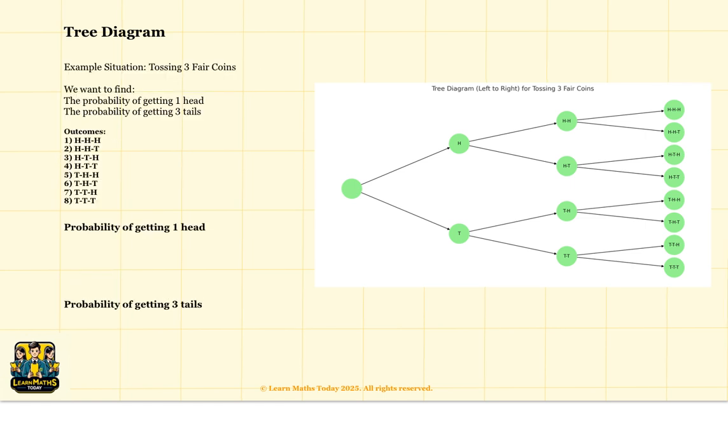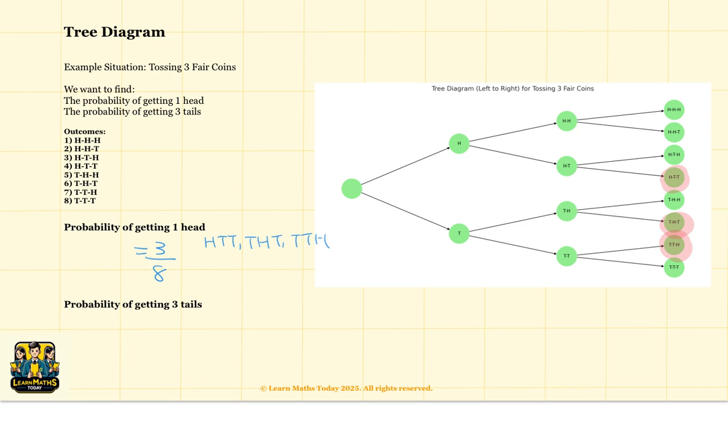Now with this, we can answer the following questions. How do we find the probability of getting one head? For our list, the outcomes with exactly one head are HTT, THT, and TTH. So that's 3 favorable outcomes out of a total of 8 outcomes. Probability is therefore 3 over 8.